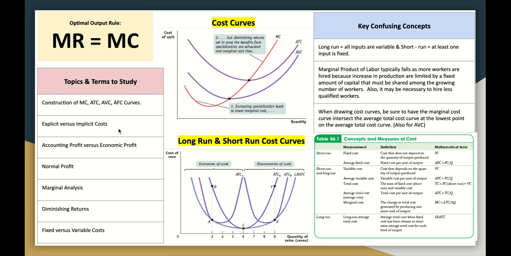Make sure that you apply that concept to accounting profit versus economic profit. Accounting profit just cares about filing your taxes for the year. They care about your explicit costs. What did you pay for labor? What did you pay for capital? What did you pay for land? Implicit costs, remember, are those opportunity costs.